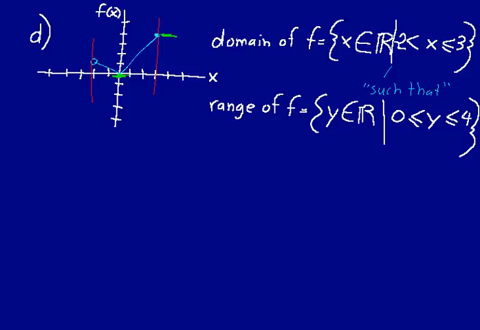Domain is the set of acceptable x values that will work in that function. Range is the set of acceptable y values that will work.